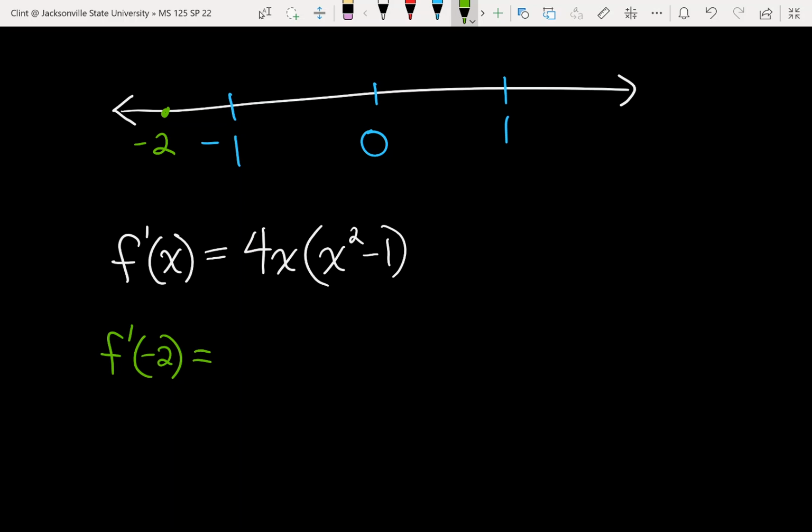4 times -2 will be a negative. -2 squared will be 4 minus 1, so that's positive. So we'll get a negative. If we do -2 here, that's negative. And then that one, you get 4 minus 1. So positive.